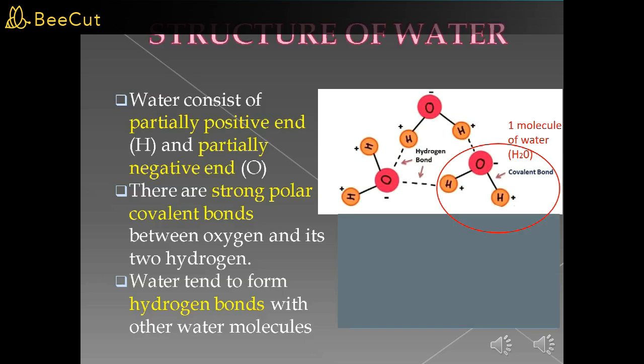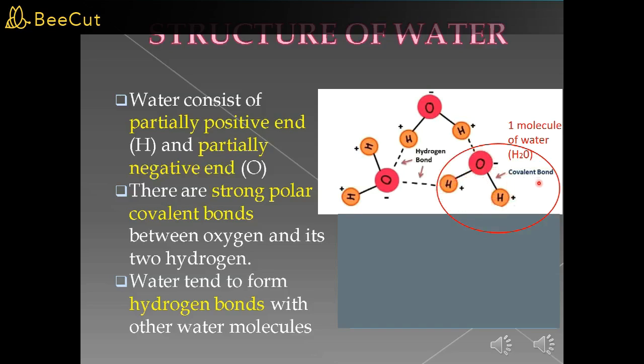Okay, please highlight this part because this is one of the important parts, which is the structure of water molecules. Basically water consists of a partially positive end from hydrogen atoms and a partially negative end from the oxygen atom. Now look at the picture on the right side. One molecule of water consists of two hydrogen atoms and one oxygen atom, which is H2O. There are strong polar covalent bonds between oxygen and its hydrogens. You have learned about covalent bond, which is one of the intramolecular forces. A covalent bond holds the atoms or ions in one molecule, which means this hydrogen atom and oxygen atom are bonded together because of the covalent bond.